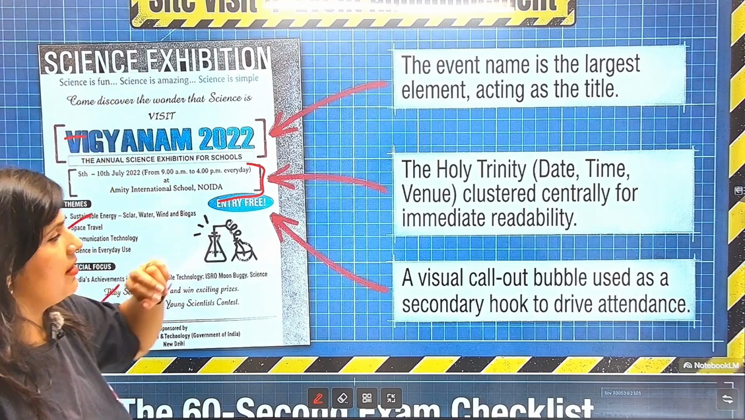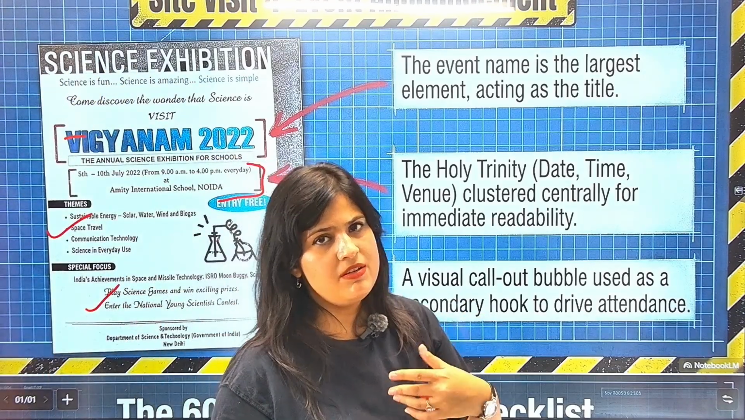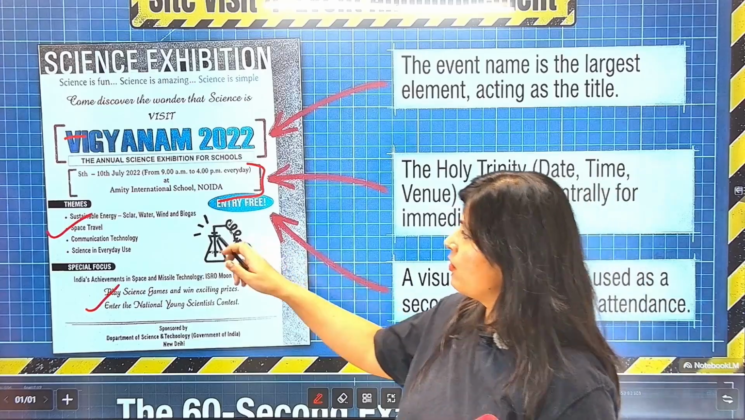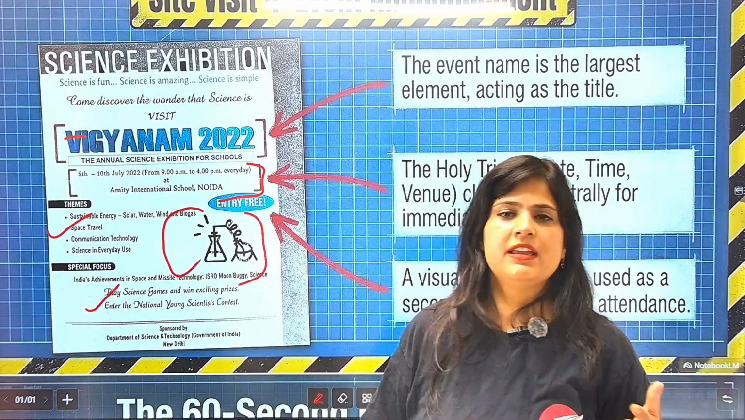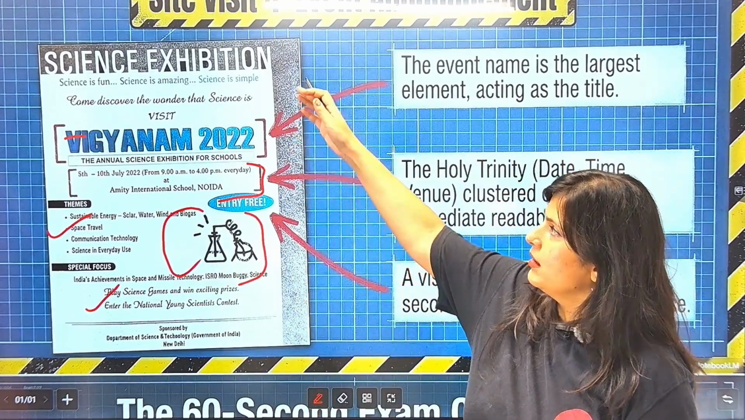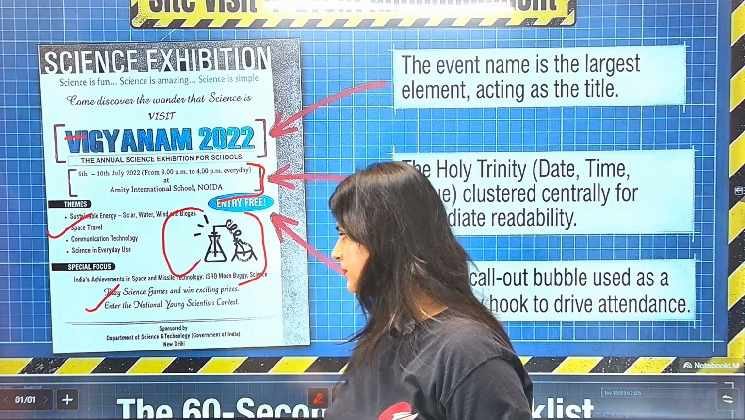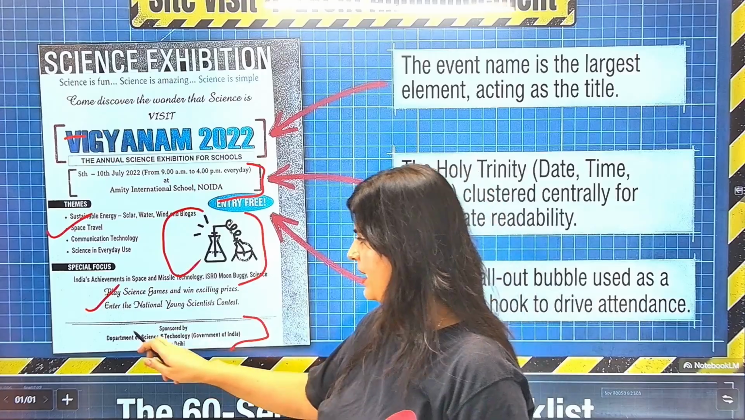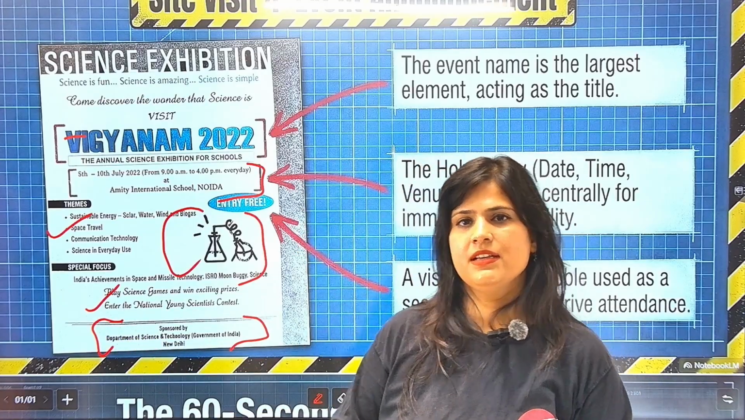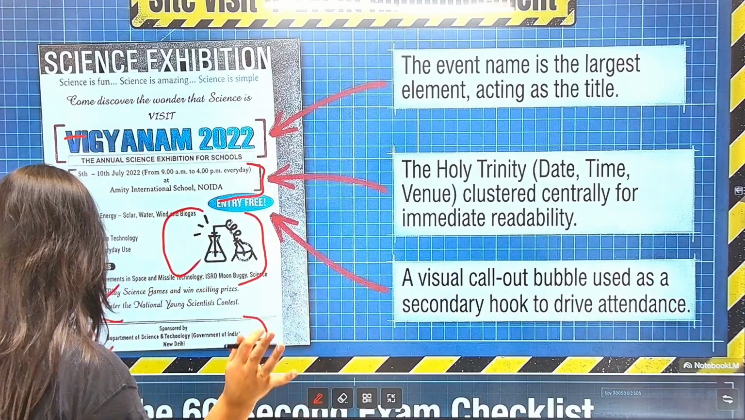Event name bhi humne, the title, we are using visual appeal. अब यहाँ पे भी if you see, कोई as such visual element है नहीं, right? But the font size itself becomes visually appealing. Okay. Again, sponsored by, right? Some entity. Anonymous posters not allowed.